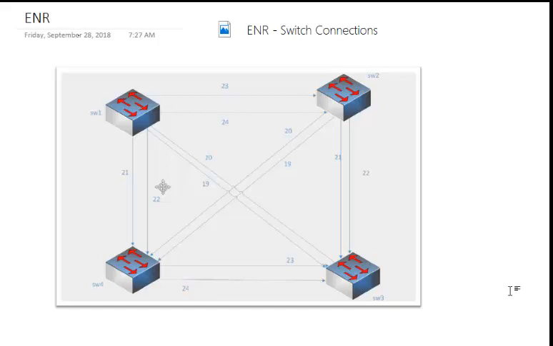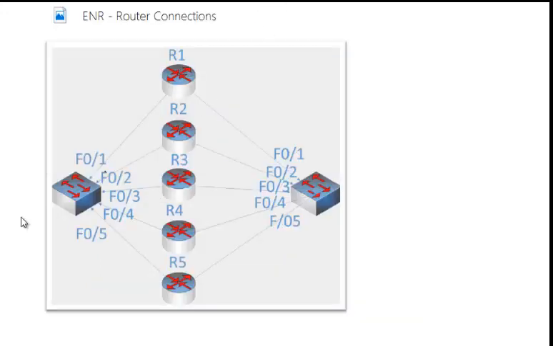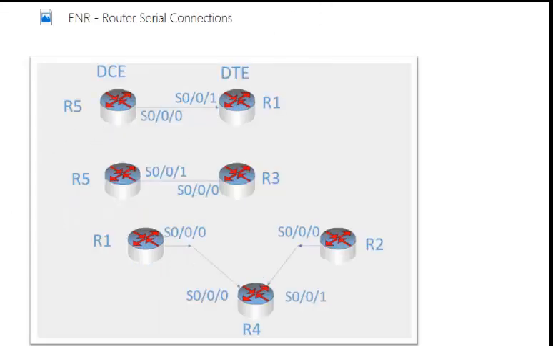In this video, I will introduce the network rack that we have set up in our facility. In this rack, we have deployed 4 switches and 5 routers. There are connections between the switches, there are connections from the routers to the switches, and also there are connections between the routers.